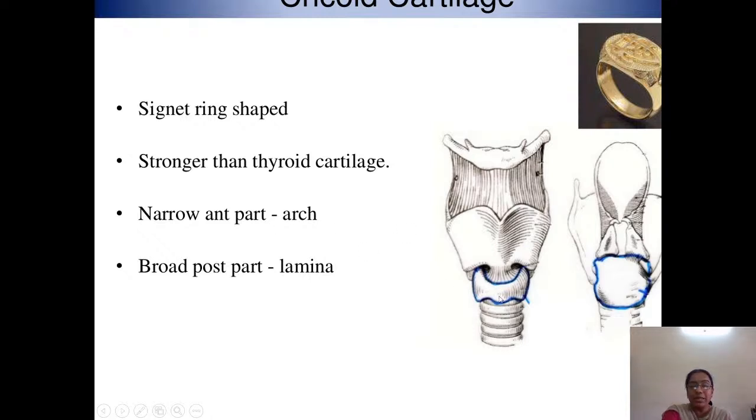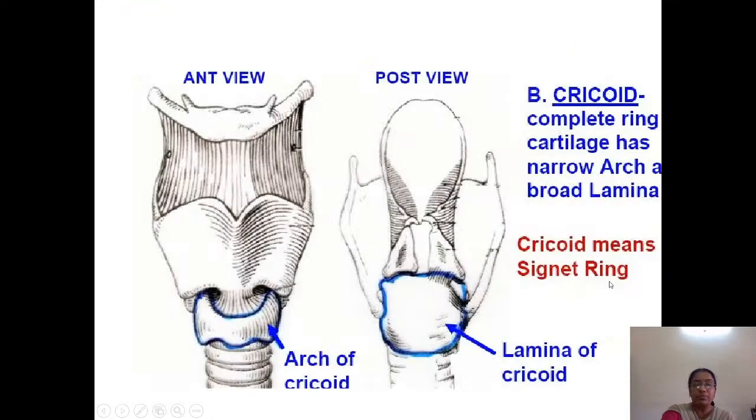The anterior part consists of an arch. The anterior part is narrow, consisting of an arch. When you go back posteriorly and see, it consists of a broad posterior part. These are called laminae. The anterior part is narrow, whereas the posterior part is broad, having the laminae. So this is the cricoid cartilage, stronger than the thyroid cartilage, constituting the narrow anterior part, that is the arch, and the broad posterior part, which is called the lamina.